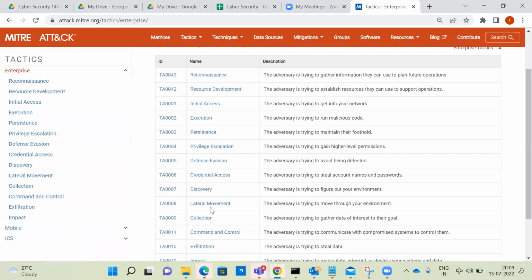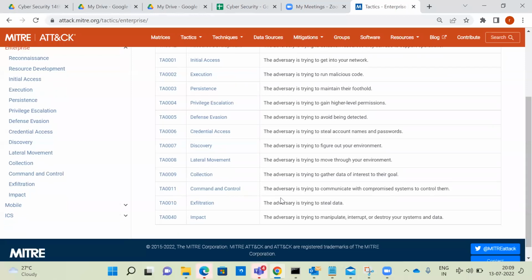The next one is lateral movement, also a very important interview question. If one system gets compromised, using lateral movement other systems also get compromised. Next one is exfiltration, sensitive data exposure. Stealing of sensitive data is called exfiltration. These are all interview questions.